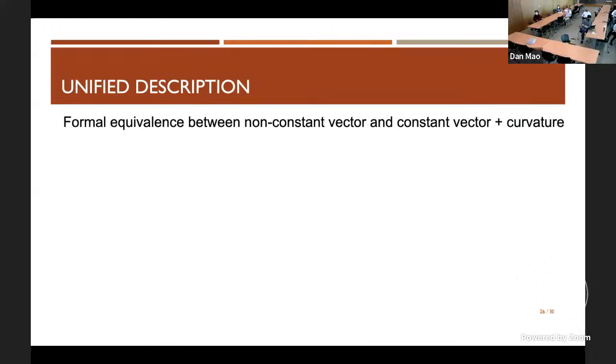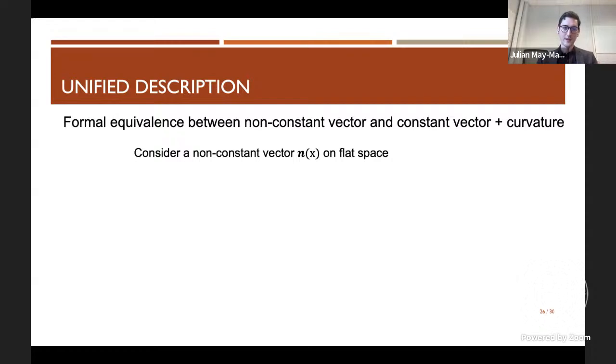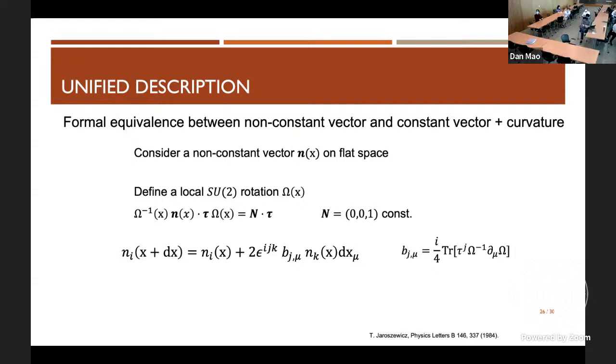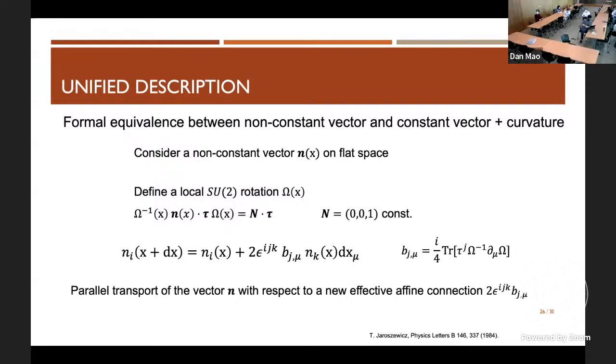All right, so based on this, how can we formally show there's some sort of equivalence between a non-constant vector and a constant vector plus curvature? With this in mind, let's consider a non-constant vector n on flat space. Our first step to understand this connection will be to define a local SU2 rotation big omega, which is going to rotate our non-constant vector n into a constant vector big N as shown here. Based on this big omega, we can then write this expression for the change of our vector n, where the new field B we've added is constructed based on the derivative of this big omega transformation. Now, if we pop open our general relativity book again, we're going to find this expression looks like what you have for a parallel transport equation of this vector n with respect to some sort of a new affine connection B.